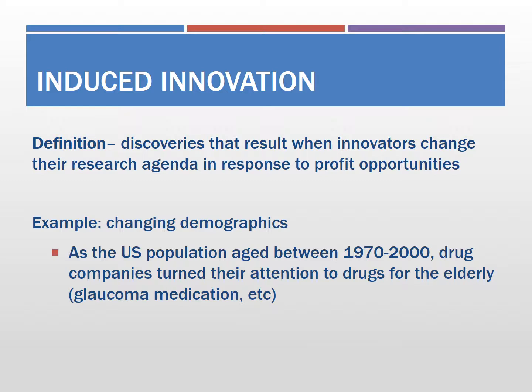So the drug companies look at the market and find this opportunity to earn profits, because they should not focus on selling drugs to the young population. Instead, they know that most of the people who will be buying the drugs are the elderly. So it became very popular after the 1970s. Most of the big drug companies changed their research agenda to turn their attention to drugs for the elderly instead of the younger population.